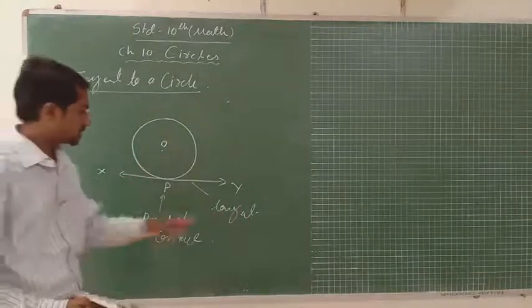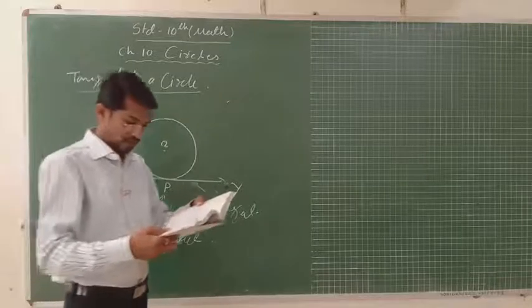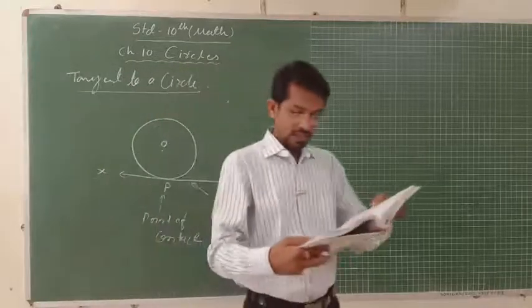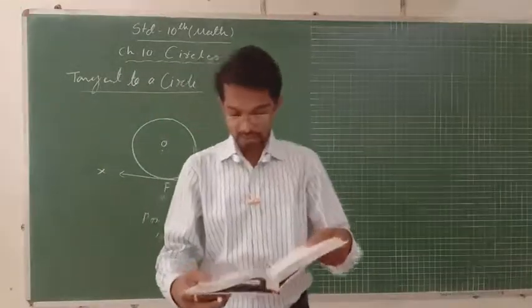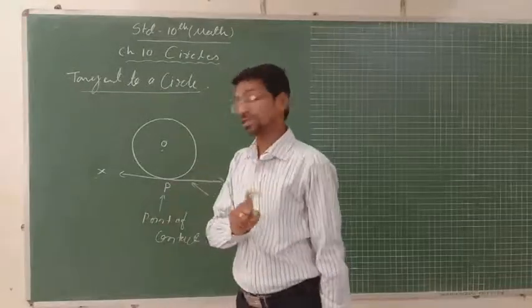Okay, just mind these two terms of this one. What is tangent and what is point of contact? See again, there is only one tangent at a point of a circle. From the point P, there is only what? One tangent to be drawn. There is no other tangent.